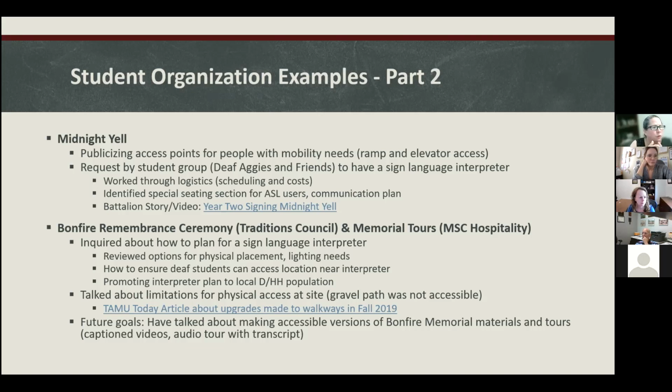They also make sure for physical access that people who use mobility devices and need to be able to get into certain areas of Kyle Field during that, they have a plan for that and transportation.